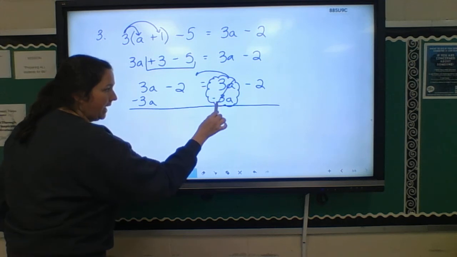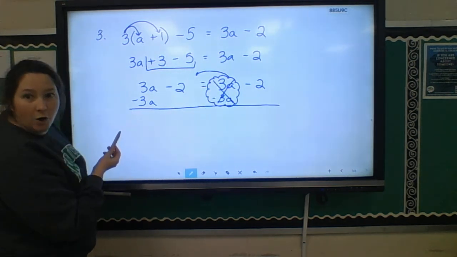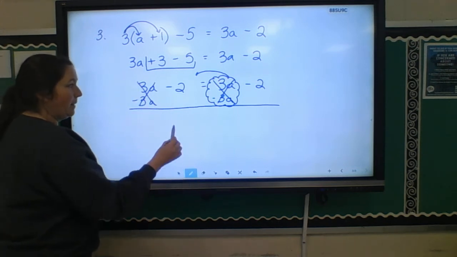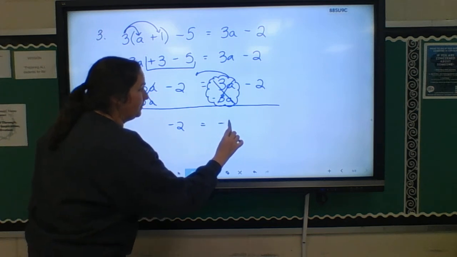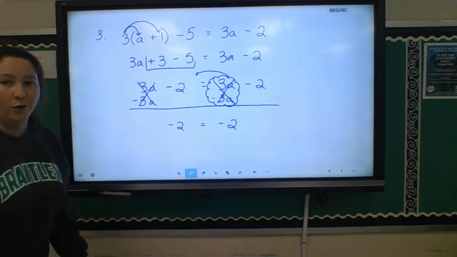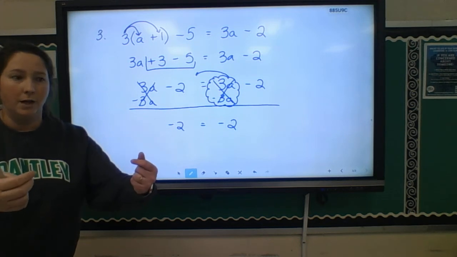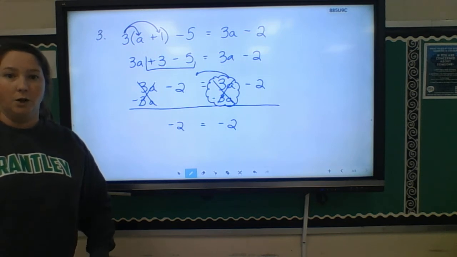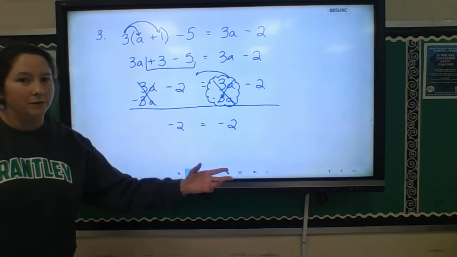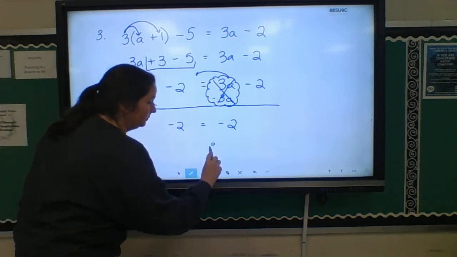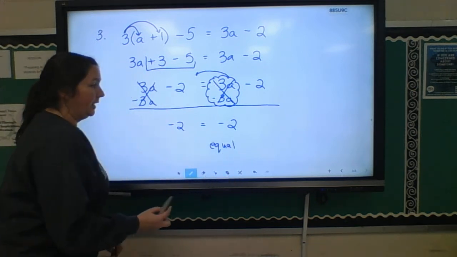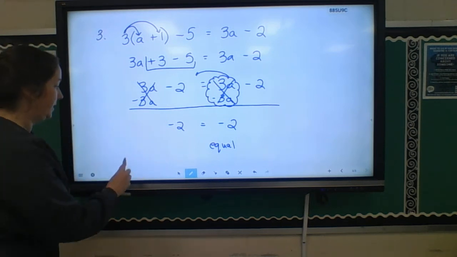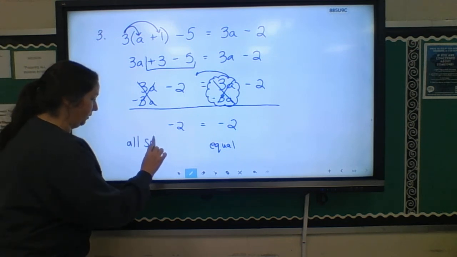So my 3A minus 3A, oh no, it happens again. 3A minus 3A goes away. So I'm left with negative 2 equals negative 2. So if I owe you $2 and Susie owes Robert $2, we both owe the same amount. So that is equal. And so since they are equal, that is a true statement. The answer is all solutions.